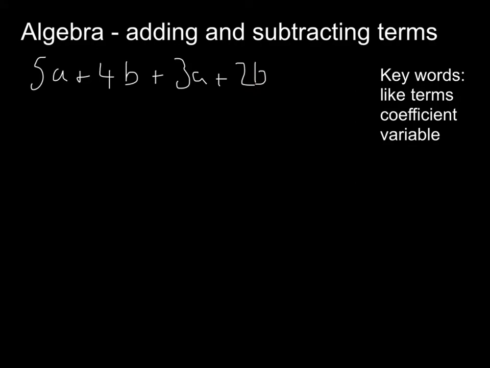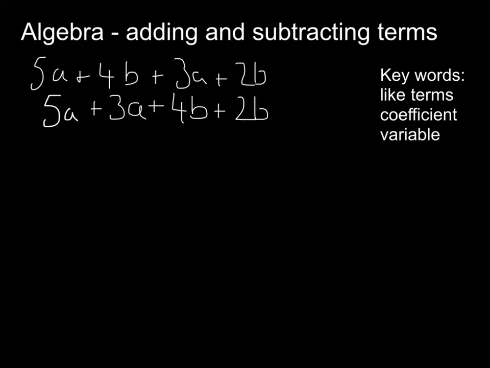So I'm just going to rearrange the order of this so that I have the a's and the a's together and the b's and the b's together. So 5a comes here, and then I'm going to take the 3a from here and put it beside it, plus 3a, okay, and then I'm going to put the 4b and the 2b together. So plus 4b plus 2b.